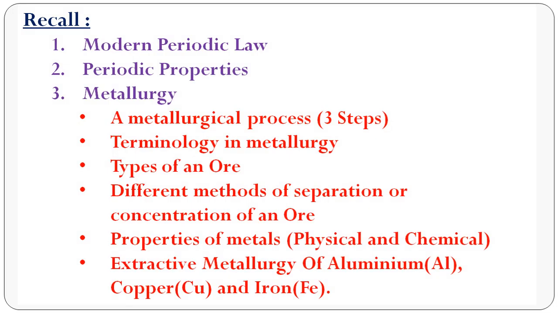Now you come to the last topic of this lesson, alloys and corrosion. I hope that you understood the previous topic. Now let us recall: modern periodic law, periodic properties, metallurgy, terminology in metallurgy, types of an ore, different methods of separation or concentration of an ore, properties of metals, that is physical and chemical methods, then extraction of aluminum, copper and iron.